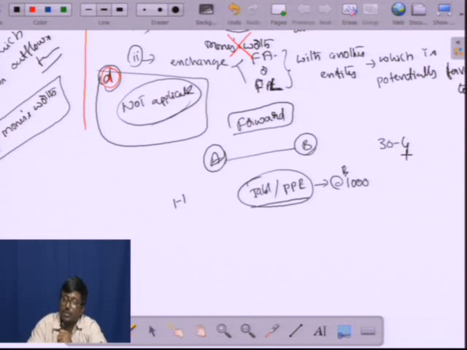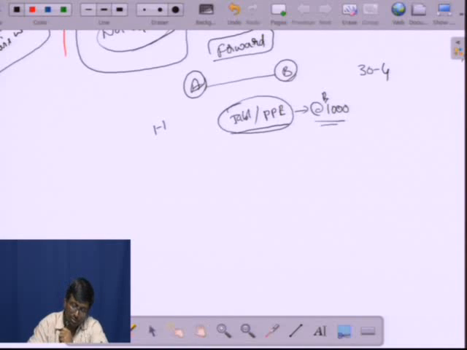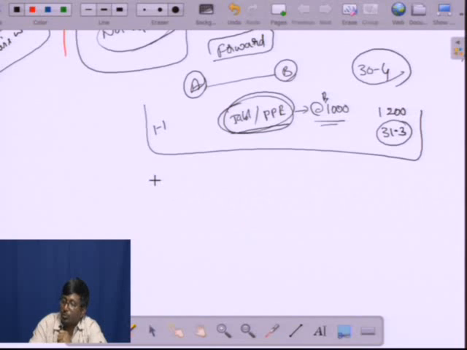Now the question is, are you getting my point? On 31st March, whatever the table value, whatever you say, commodity, the worth is equal to 1200. Which date is 31st March? Balance sheet date has come.